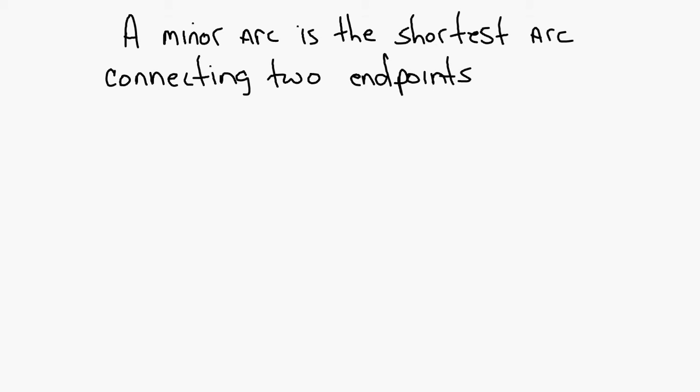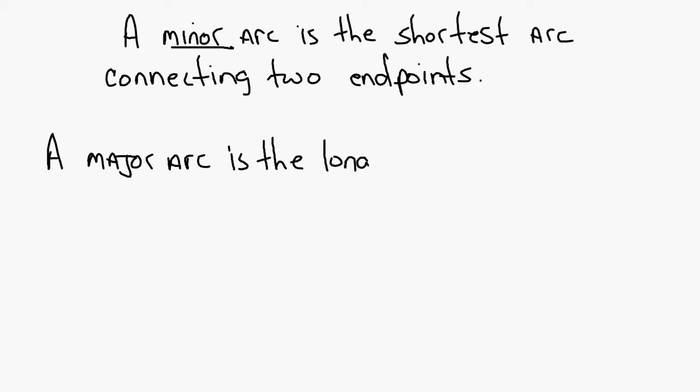A minor arc is the shortest arc connecting two endpoints. A major arc is the longest arc connecting two endpoints.